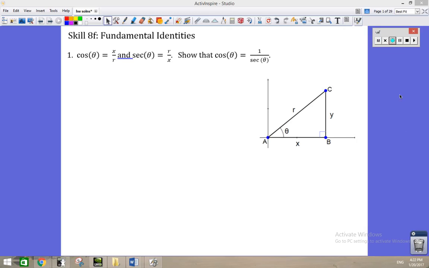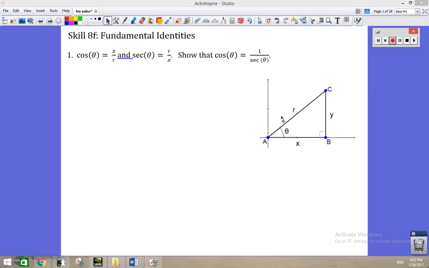All right, so let's take a look at these practice problems from Skill 8F. In 8F, we were presented identities: the reciprocal identities, the quotient identities, and the Pythagorean identities, and there's three of each. And so, again, later on in Skill Packet 12, we revisit verifying, or proving, various trig identities.